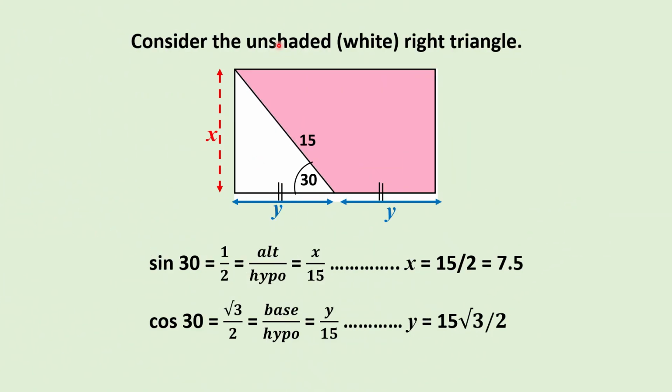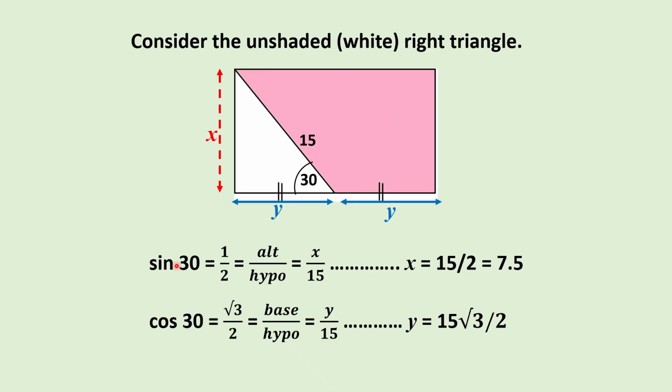Now consider the unshaded white right angle triangle, not the shaded part. So the hypotenuse is 15 units, the altitude is x, and the base is y. And the angle is 30.